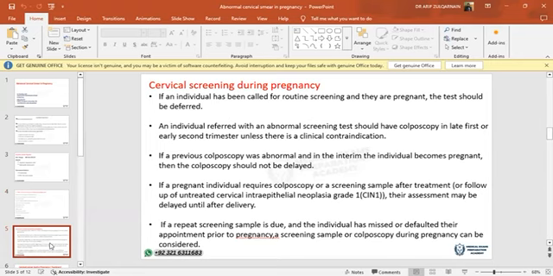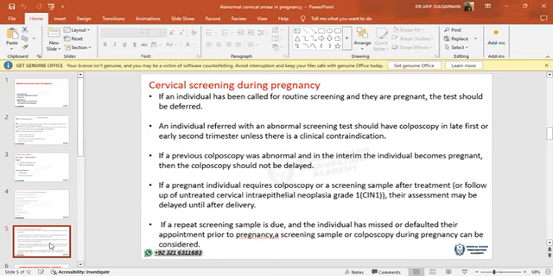Then, what are the guidelines about cervical screening during pregnancy? Guidelines say that if an individual has been called for routine screening and they are pregnant, the test should be deferred. So routine screening you can defer during the pregnancy. And the second point, an individual referred with an abnormal screening test should have colposcopy in late first or early second trimester unless there is a clinical contraindication.